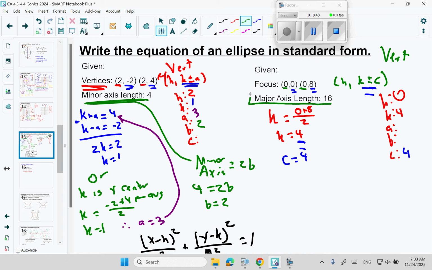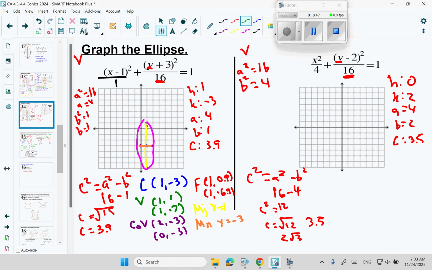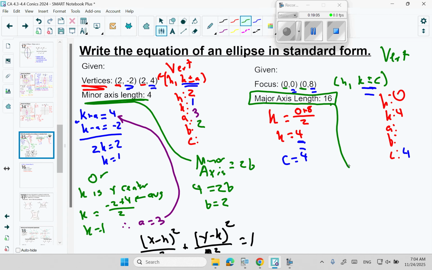I can then look at this major axis length. If I go back a slide again, I could recognize major axis is yellow. That's the distance from vertex to vertex, aka the total distance is that thing. But if I remember that center to vertex is just a matter of a, which means major axis length has to equal 2a. So 16 equals 2a. Therefore, a is 8.